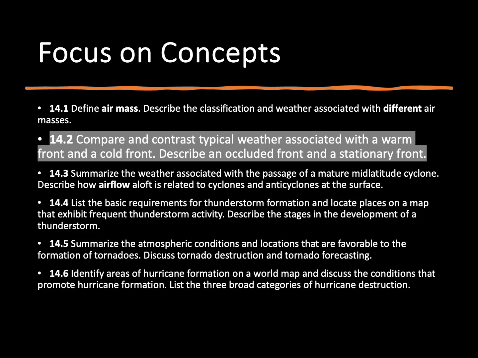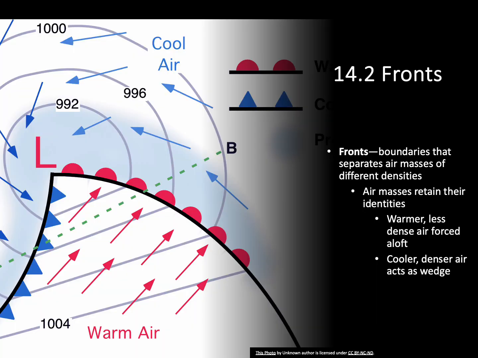So now that we have a better idea of what an air mass is, we need to talk about how they can interact with each other when they're moving across the globe. When we're looking at these air masses, we're going to see that the boundaries, or the fronts, of these air masses are going to interact with each other.